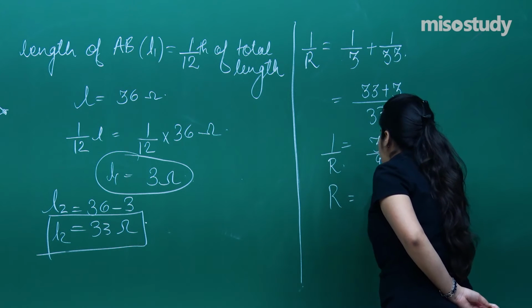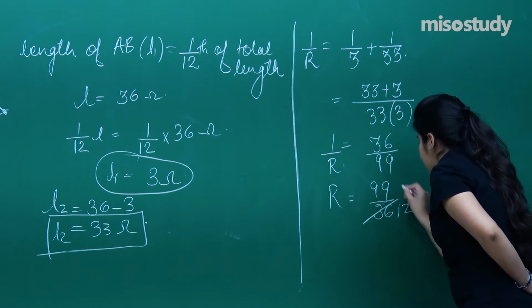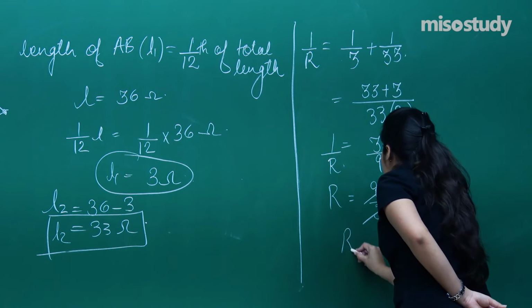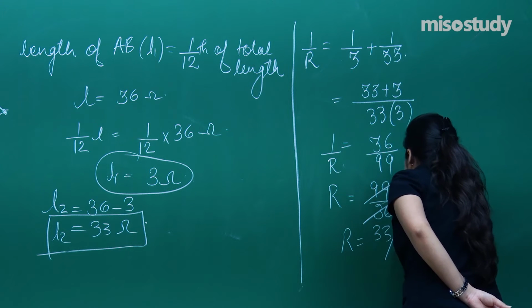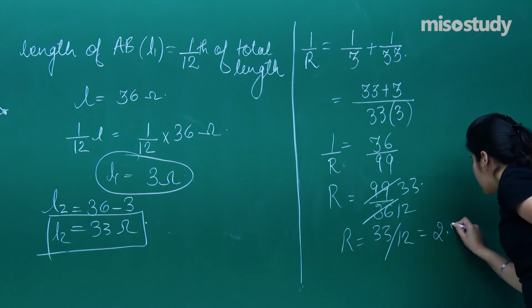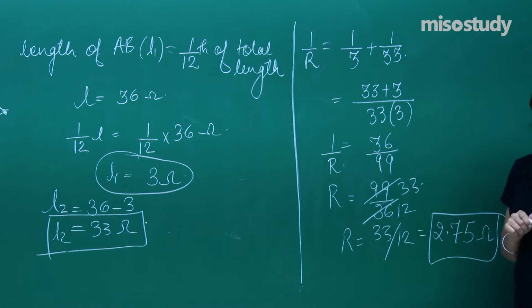So your R will be 99 upon 36. If you solve for it, you will have your resistance as 33 by 12, or if you solve it further, the resistance combination is 2.75 ohm.